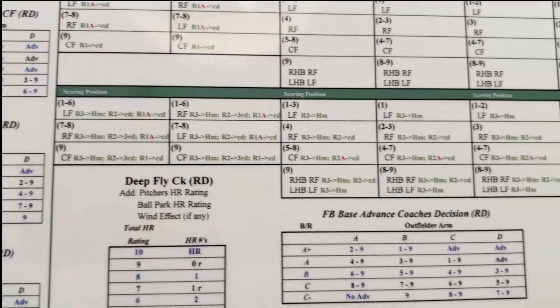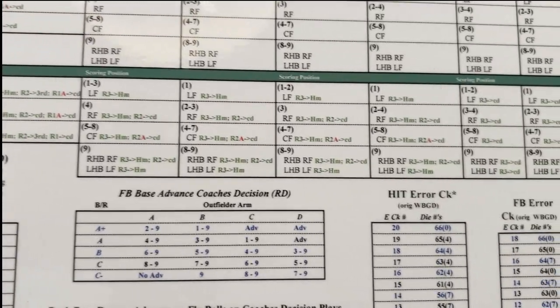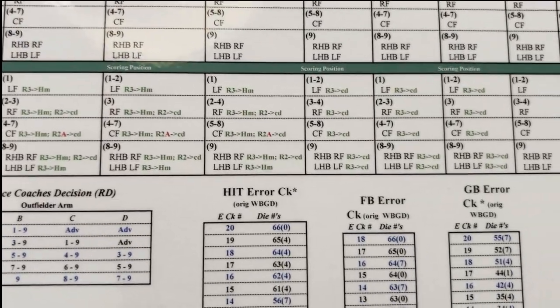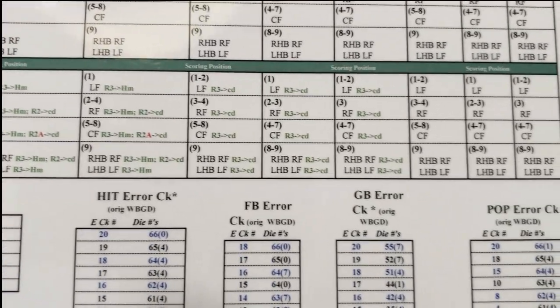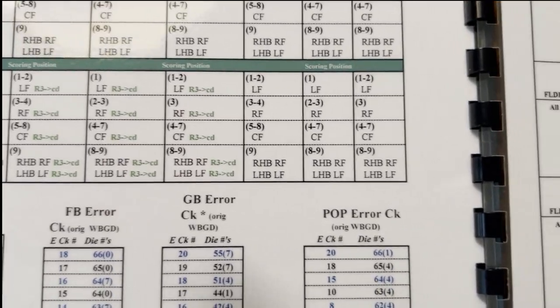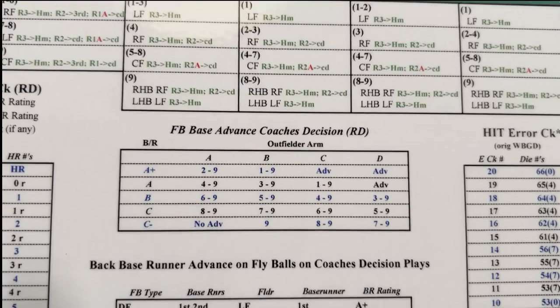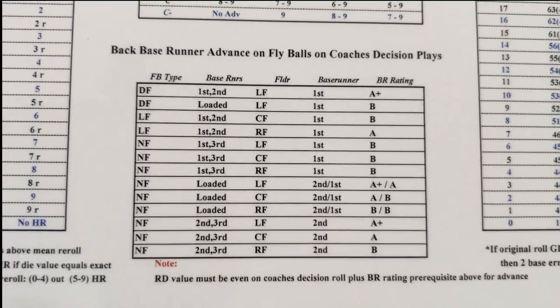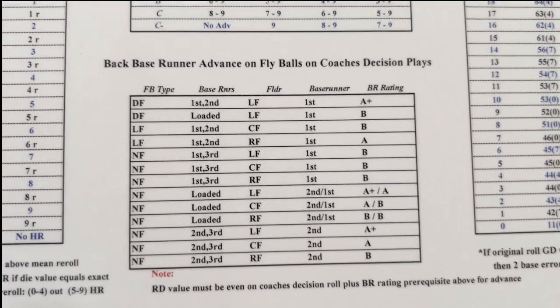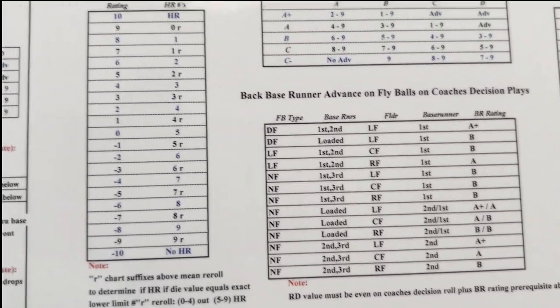But then when you get down to runners in scoring position, you have a lot of situations to look at where runners might advance automatically, or whether you have a coach's decision to do that. And the chart for when you do that is right here. And you also have situations where runners behind the lead runner might move up, depending on their base running ratings.